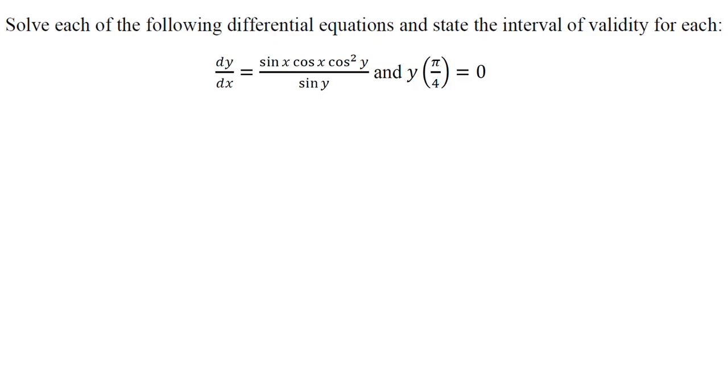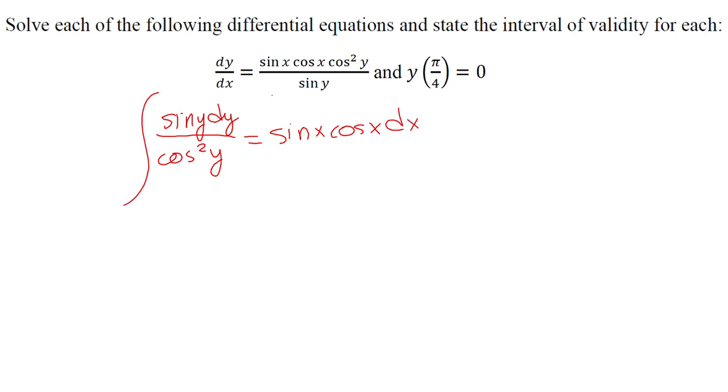All right, for our next one here, we have sine x cosine squared y over sine y. So we got quite a bit going on here, but we'll separate the variables. So I'll multiply by sine y and divide by cosine squared y. So we got sine y dy over cosine squared y is equal to sine x cosine x dx. And we just want to integrate both sides.